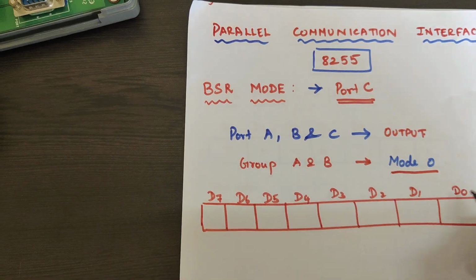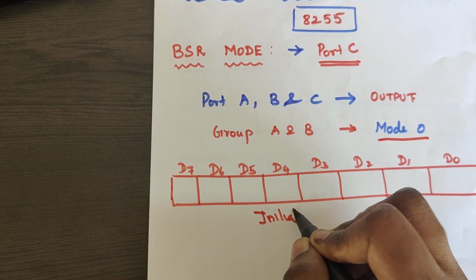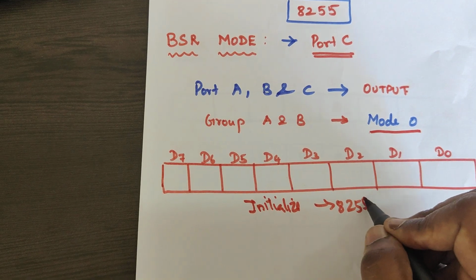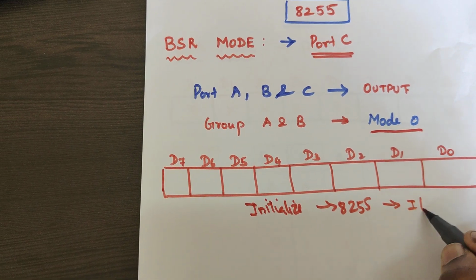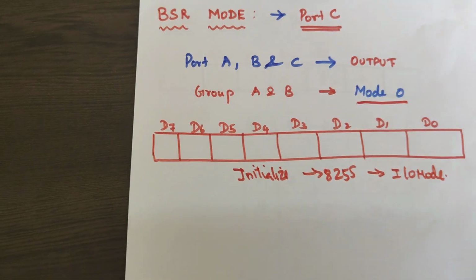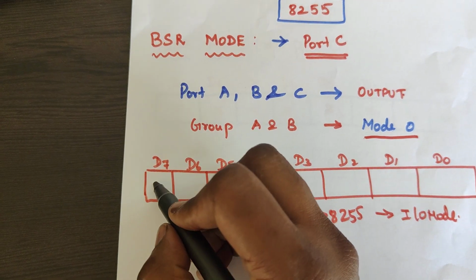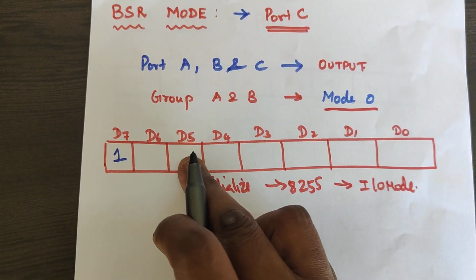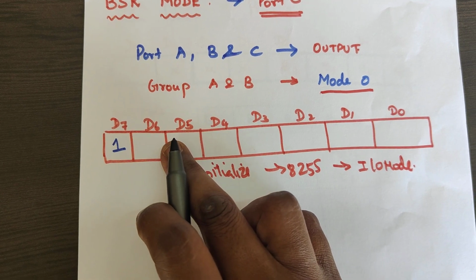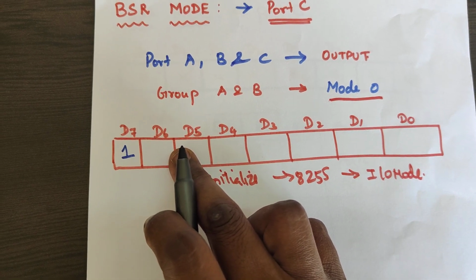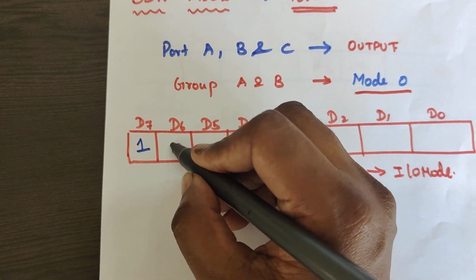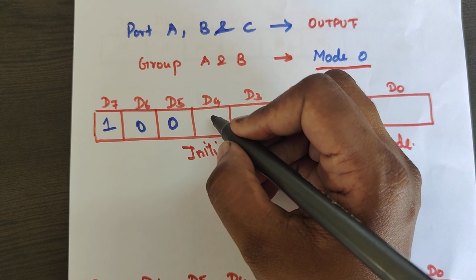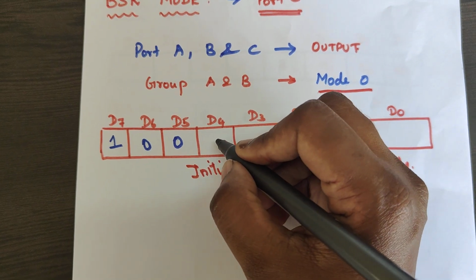So first, initialize your 8255. To initialize the 8255, you have to operate in IO mode first. If it is IO mode, D7 will be 1. Next, D6 and D5 represent the mode selection for group A. It will operate in mode 0, so it is 0, 0. And D4 decides whether port A acts as input or output. Now it will act as output, so it will be 0.